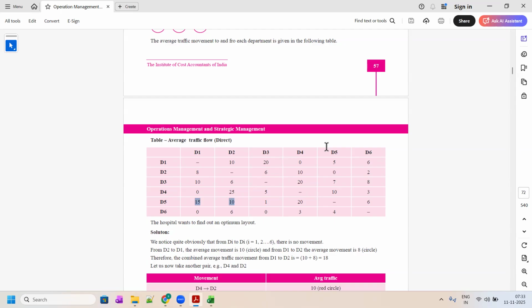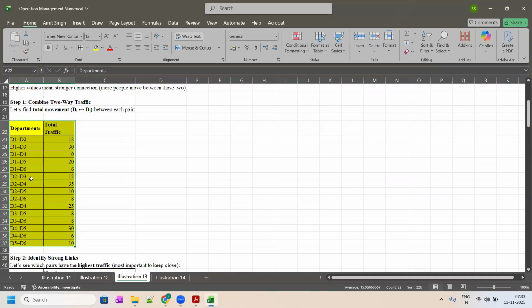Yes, sir. Then D2 to D3, what would be the costing? D2 to D3 is 6, and D3 to D2 is also 6. So D2 to D3 would be 6 plus 6, which is 12.